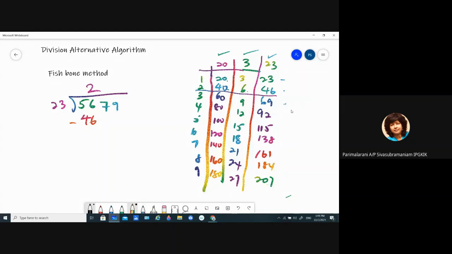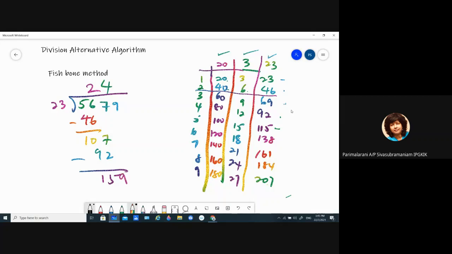So it's 56 minus 46, 10. Then bring down 7, so 107. Search for 107. This is already 115, so we take the earlier one, 92. 92 is 4 times, 1, 2, 3, 4. So it's 4 times here. So 107 minus 92 is 15.